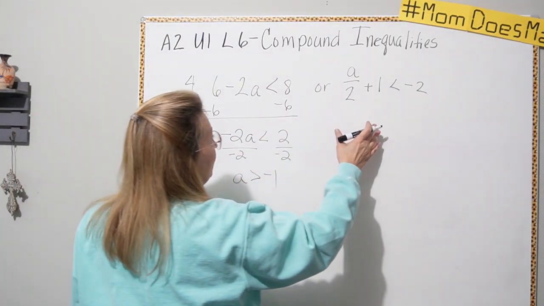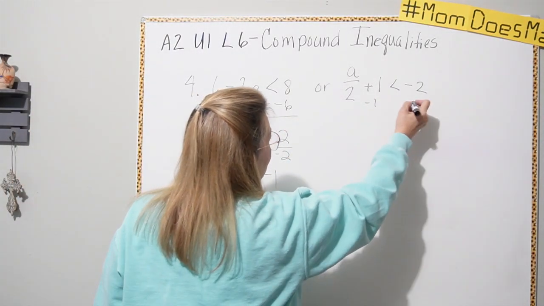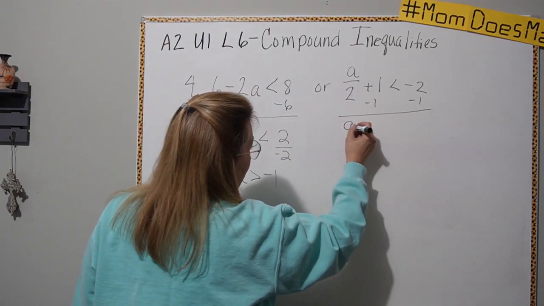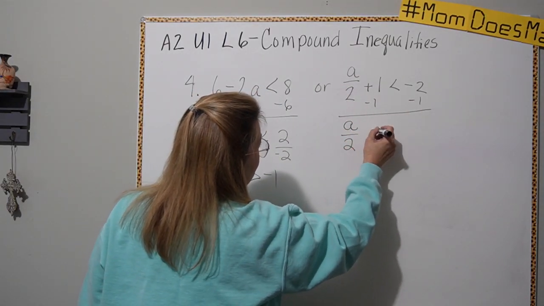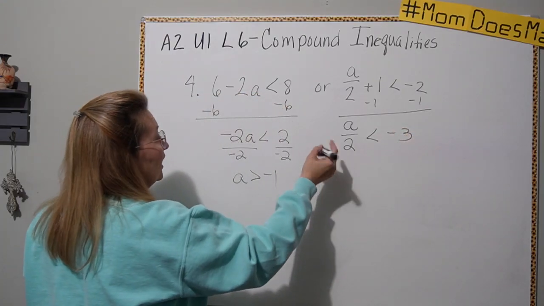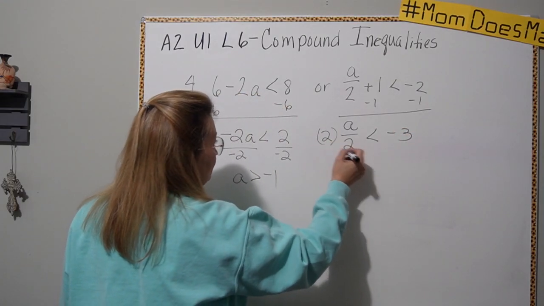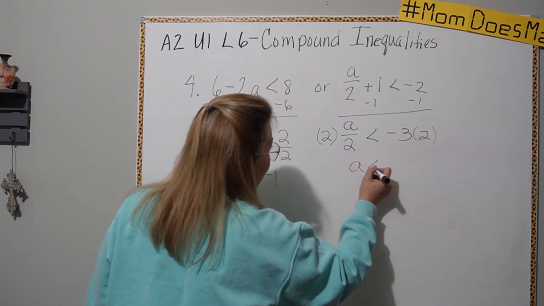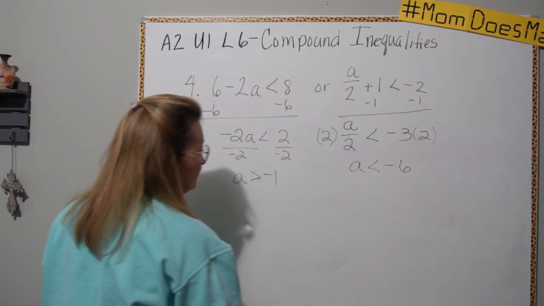All right, over here, I'm going to subtract 1 from each side first to isolate that fraction. So now I have a over 2 is less than -3. Now to get rid of the denominator, I'm going to multiply by 2. So do it on both sides. Now you have a is less than -6.